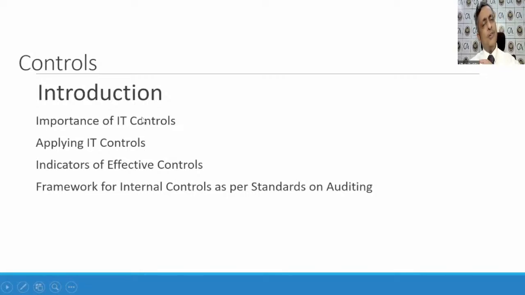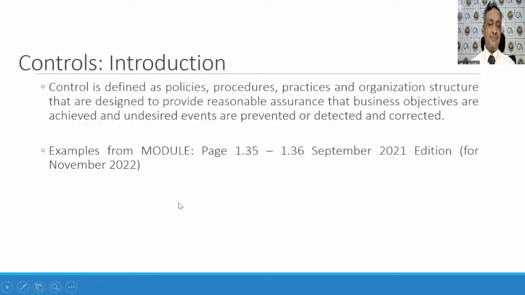So introduction. And we'll have a lot of discussion on controls. I will be reading from the module. I'll bring the module, but let's just read the definition. Control is defined as policies, procedures, practices, and organization structures that are designed to provide reasonable assurance that business objectives are achieved and undesired events are prevented or detected or corrected.